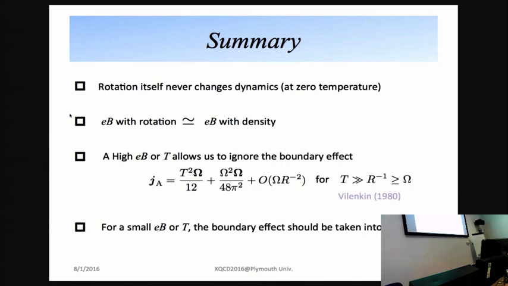For the high T case, Vilenkin discussed the vortical current. And if you want to discuss the thermodynamics with a small magnetic field, or at low temperature, then we have to consider the boundary effect. Okay, thank you very much.